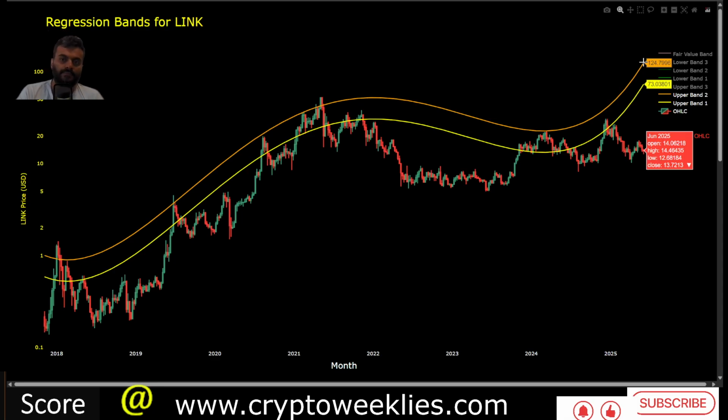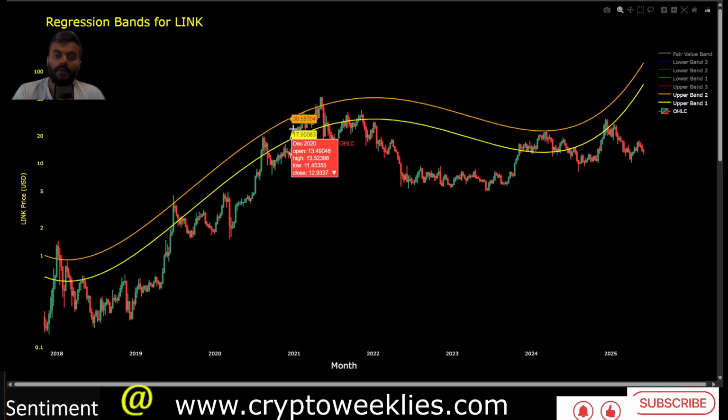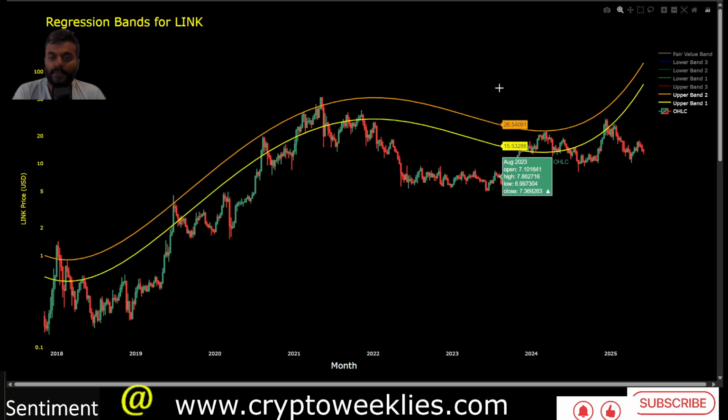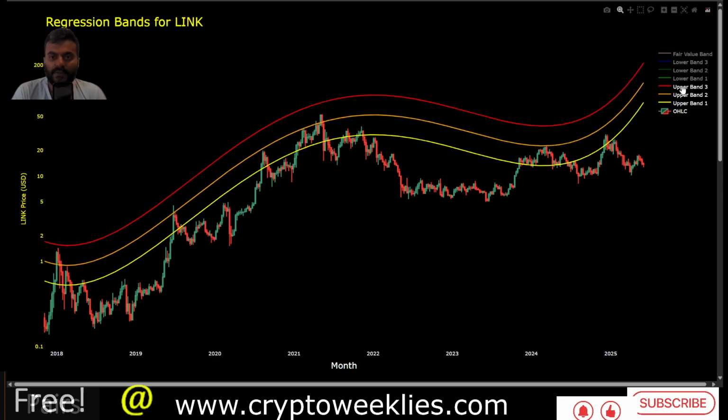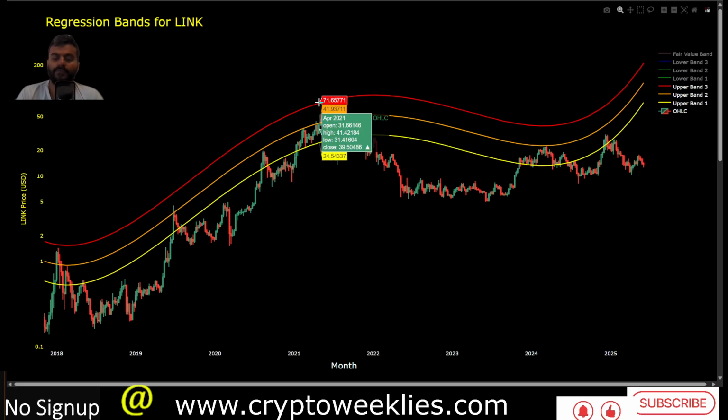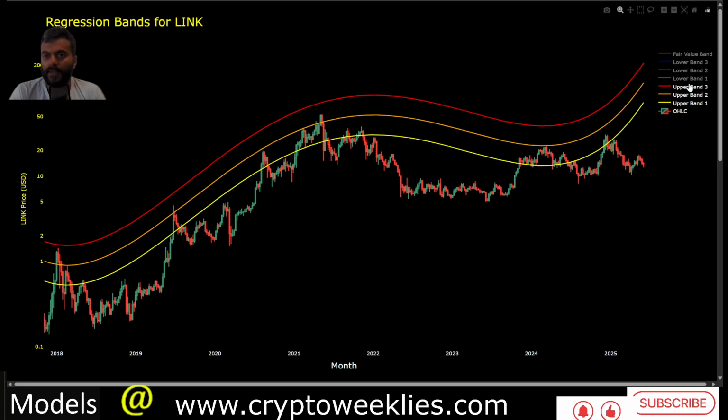That is the scenario where the highs for 2025 from a regression perspective are similar to the highs that Link enjoyed in 2021. Again, price did go slightly higher than the 2 standard deviation, but never went to the 3 standard deviation red line in 2021. So again, why should this time be any different?